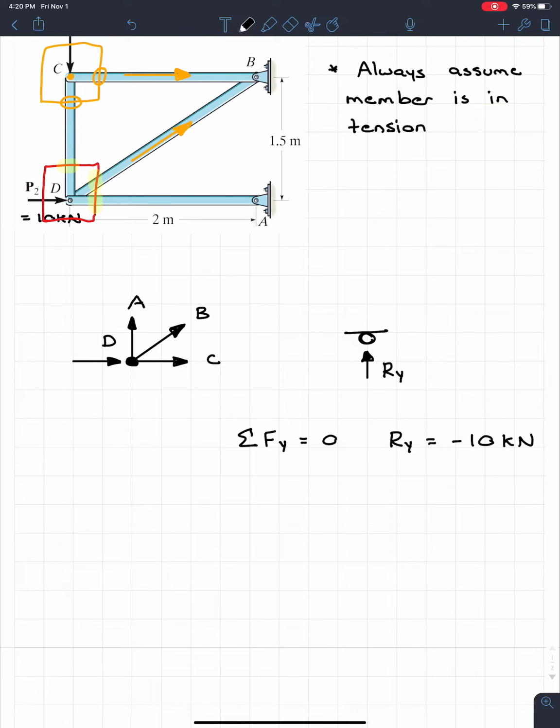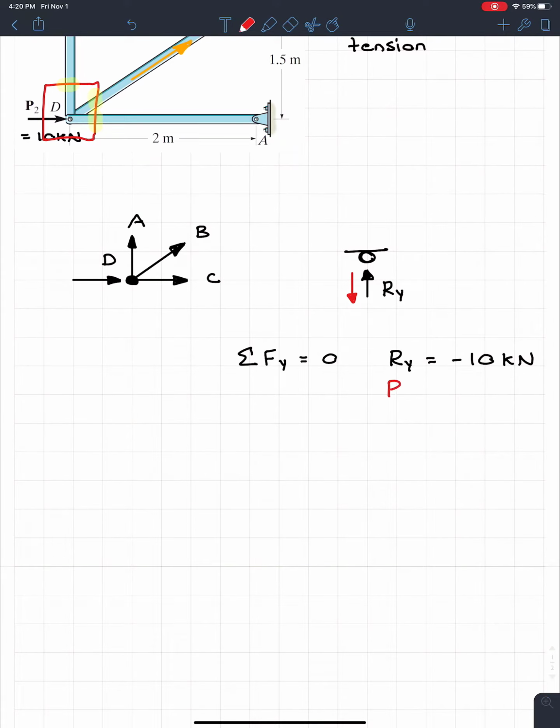Well, what that means is that Ry is not going up. It means that Ry is actually going downwards. So when I were to state Ry as a final answer, as you guys know, I'd go Ry is equal to 10 kilonewtons downwards. Now, here's the problem that a lot of you guys are going to have.